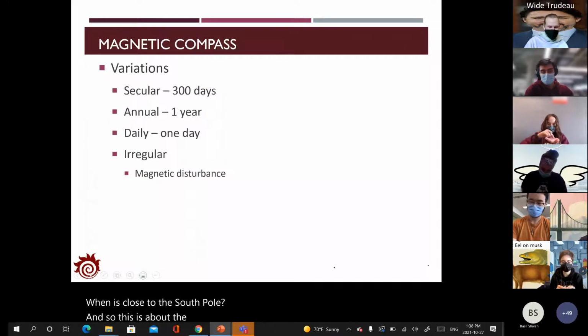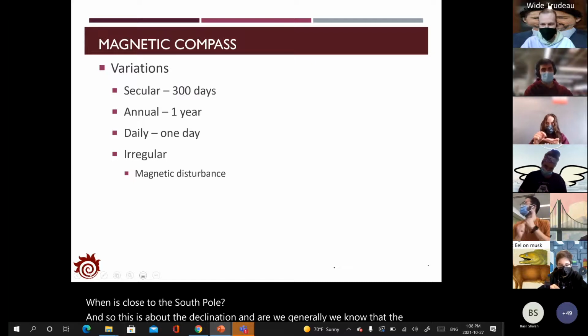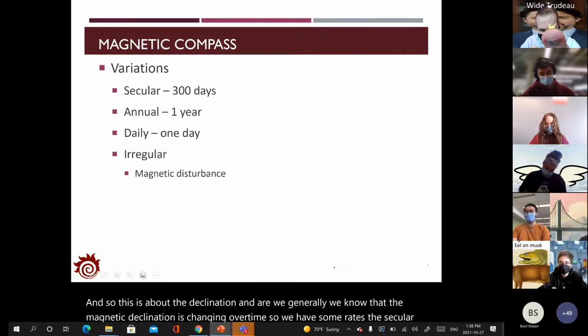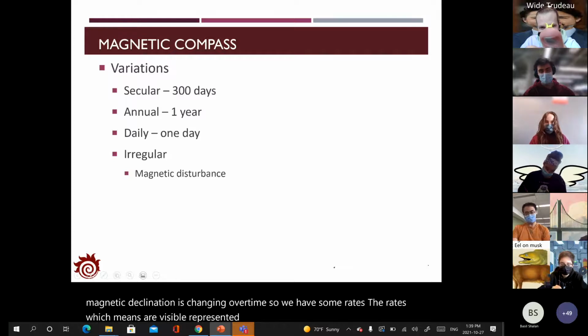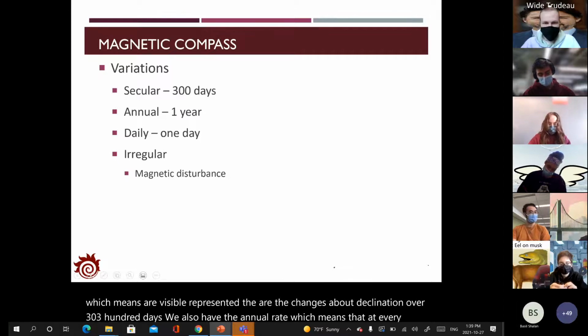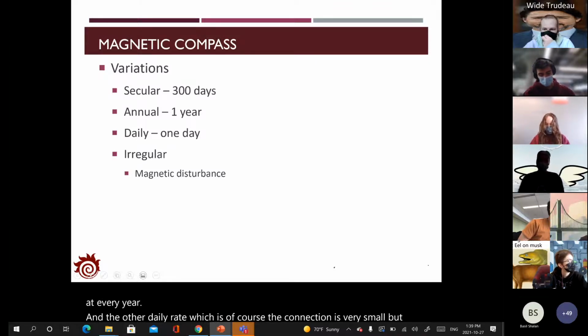And we know that the magnetic declination is changing over time. So we have the secular rate, which represents the change in declination over a long period. We also have the annual rate, which is the change in declination every year, and the daily rate, which is of course very small, but the declination is changing even within one day.